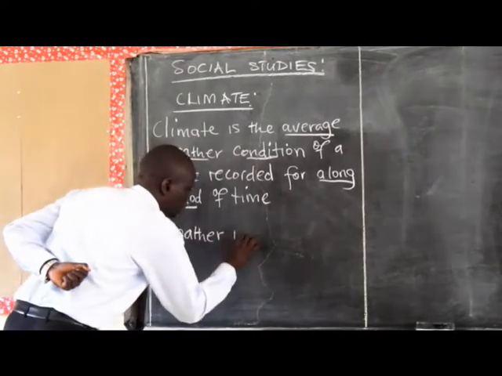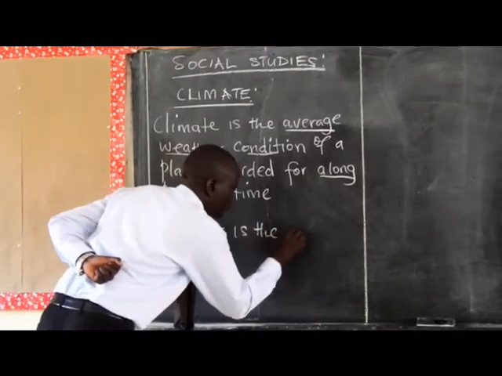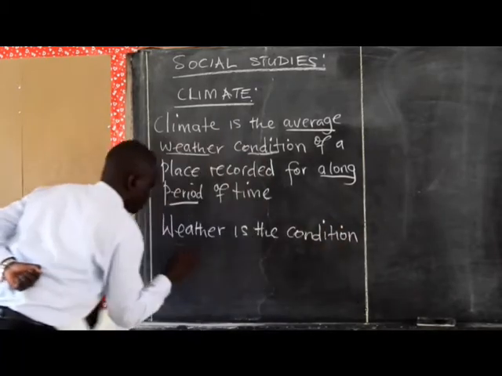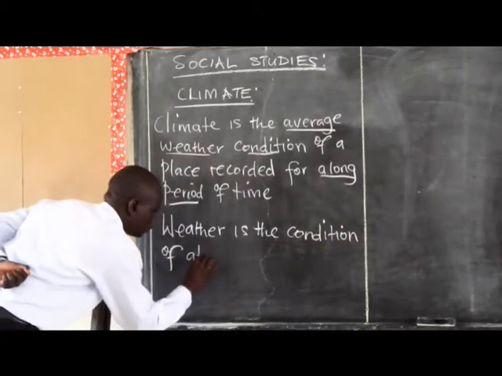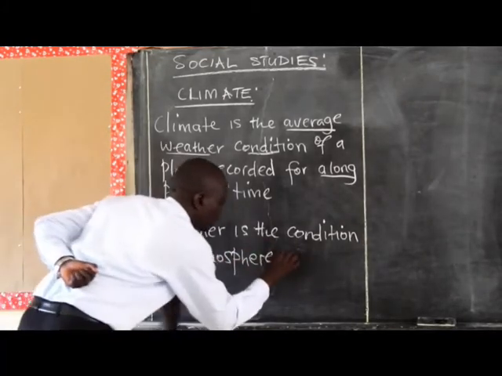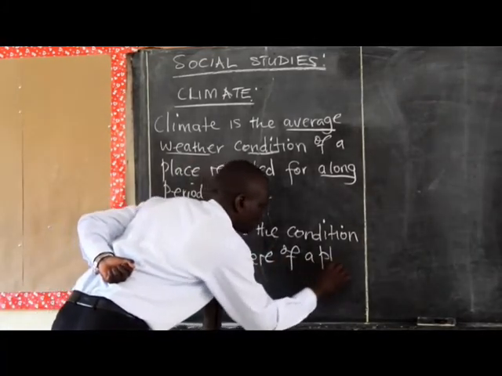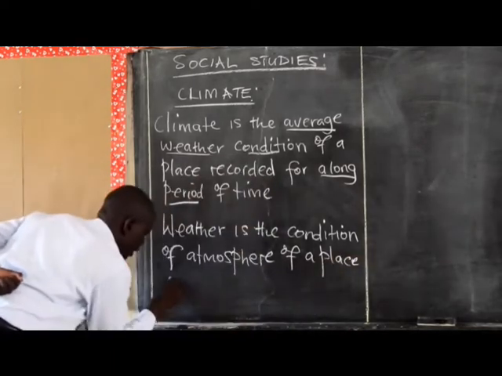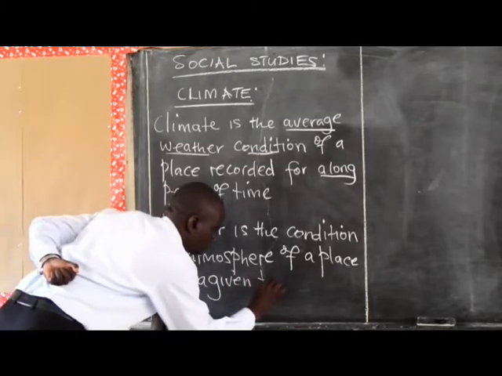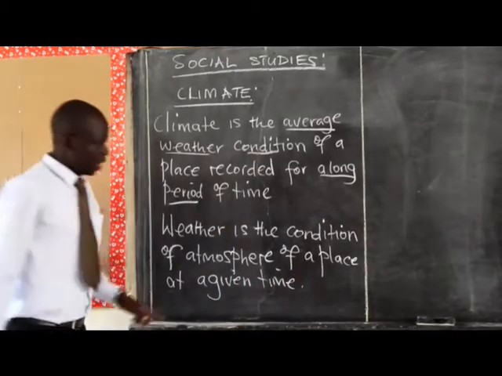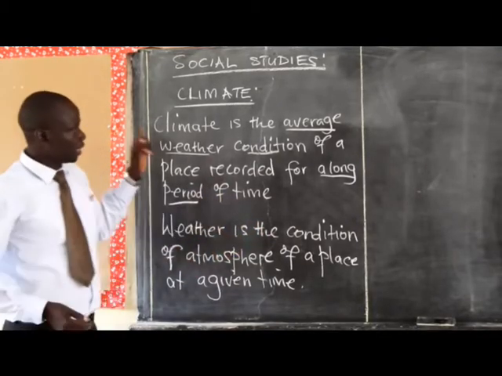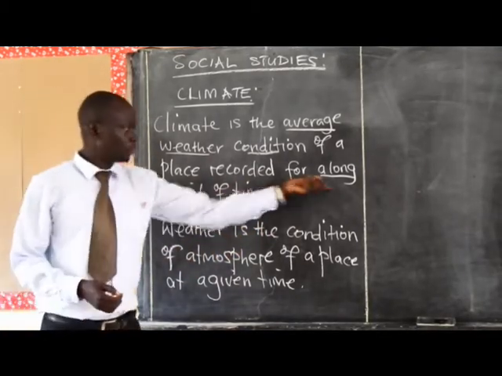Weather is the condition of atmosphere of a place at a given time. Now, weather is recorded within a short time. Climate is recorded after a long period of time.